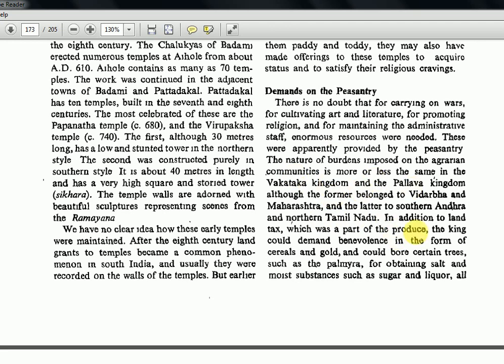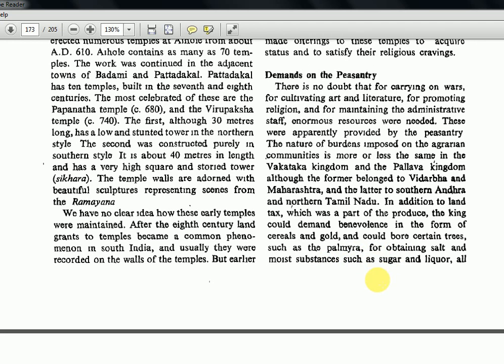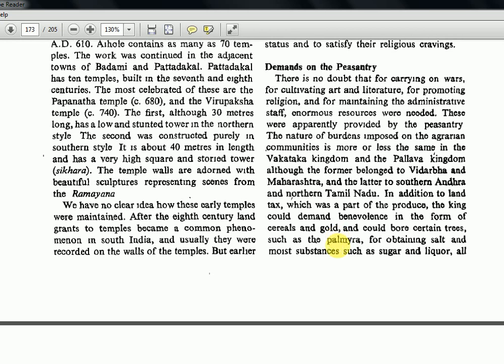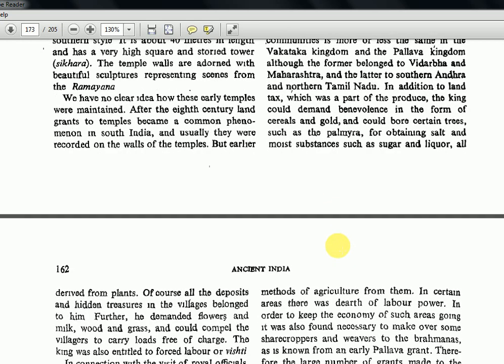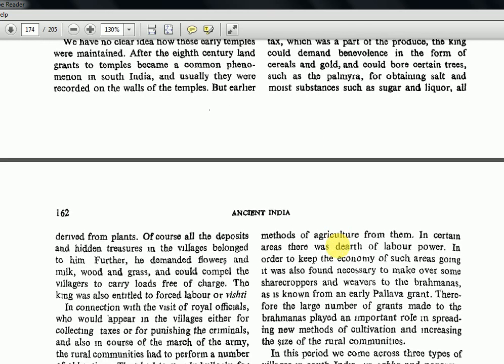In addition to land tax, which was part of the produce, the king could demand a benevolence in the form of cereals and gold, and could own certain trees such as the palmyra for obtaining salt and moist substances such as sugar and liquor. Palmyra Island is a place on the world map, if you know. Try to tell in the comment section where Palmyra Island is. It was asked in prelims once. So all of these are derived from plants.